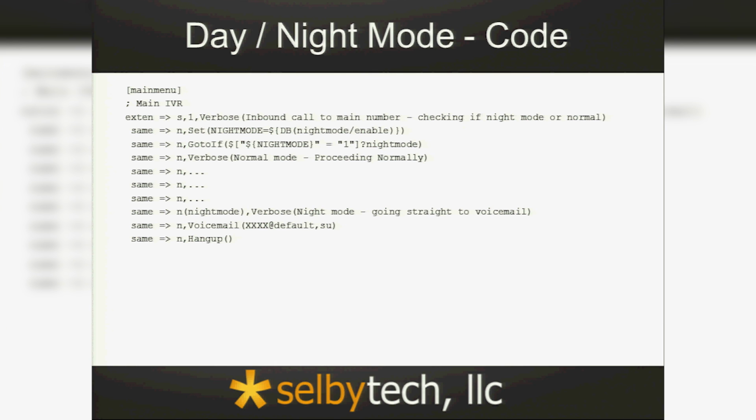context, and then I'm a big fan of using verbose to describe what you're doing in your dial plan. So you would jump straight to your voicemail, and then you'd hang up. And if it is not enabled, in other words, if this comes back with anything other than 1, you just proceed normally through your regular dial plan for your main menu.